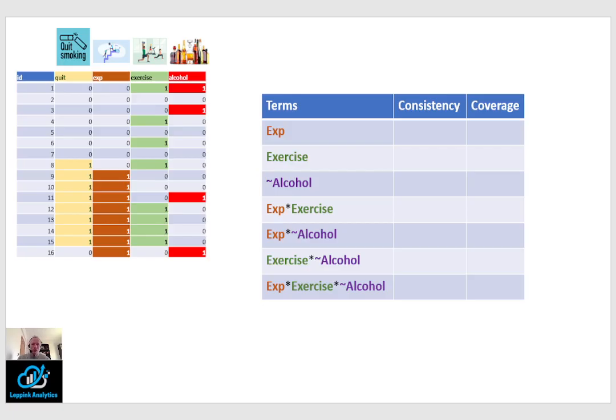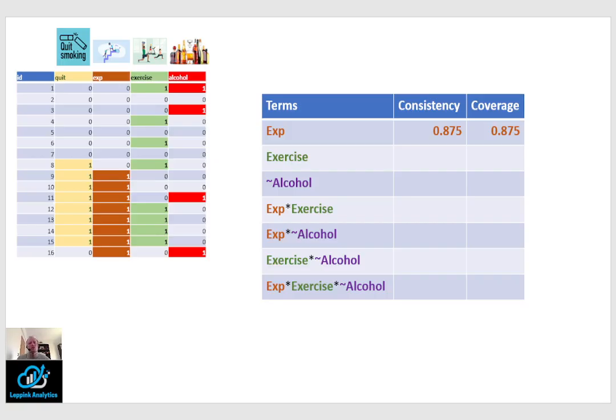To start, we see that the health intervention condition is given a consistency score and coverage score of 0.875. What do these numbers mean? To start, both consistency and coverage can range from 0 to 1.